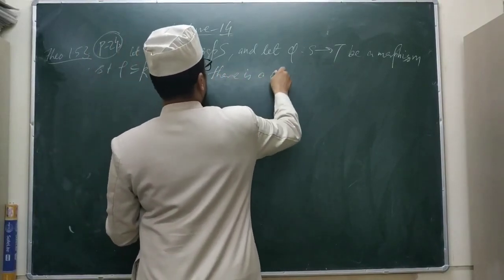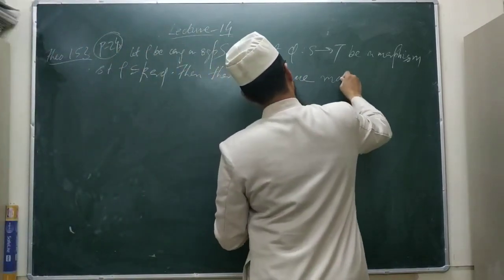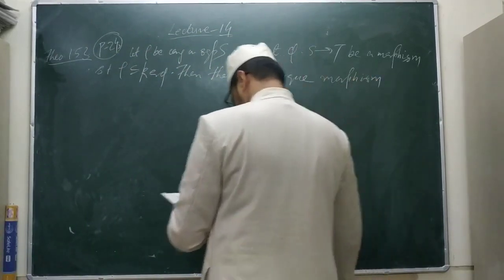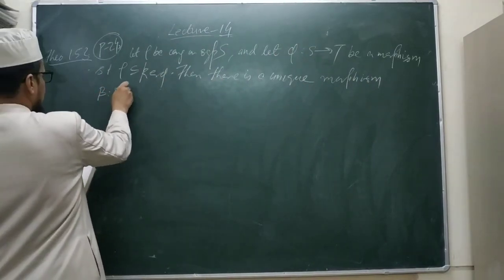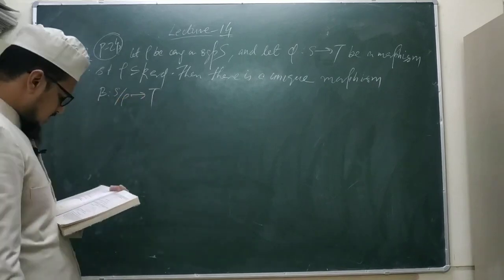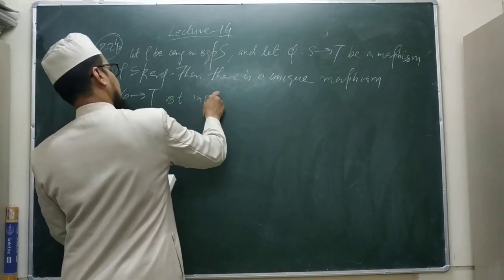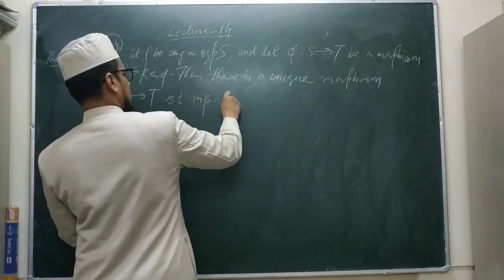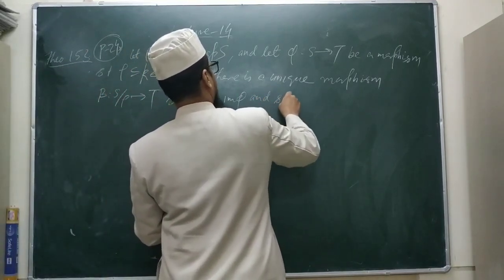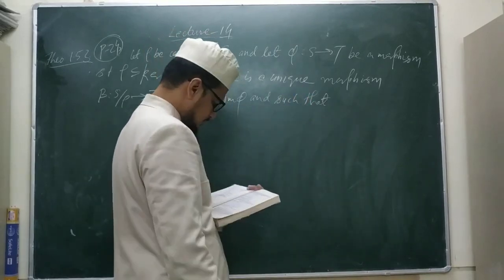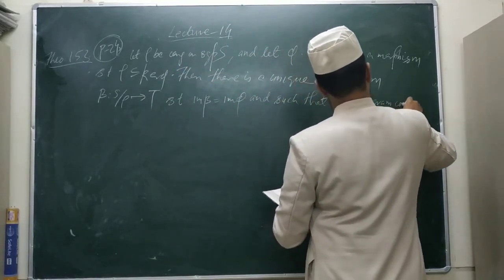there is a unique morphism beta from S by rho to T such that image beta is equal to image phi, and such that the diagram commutes.